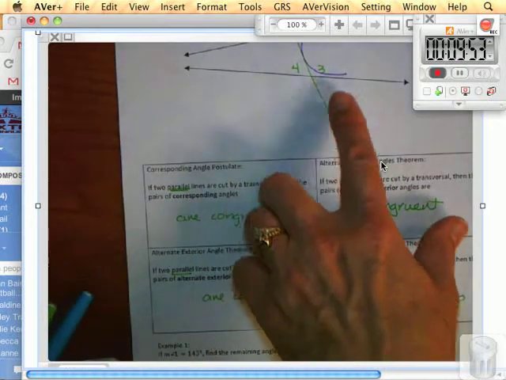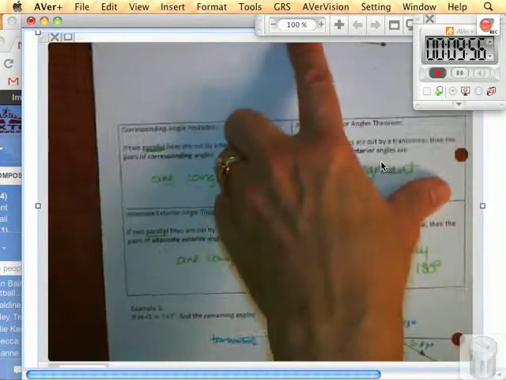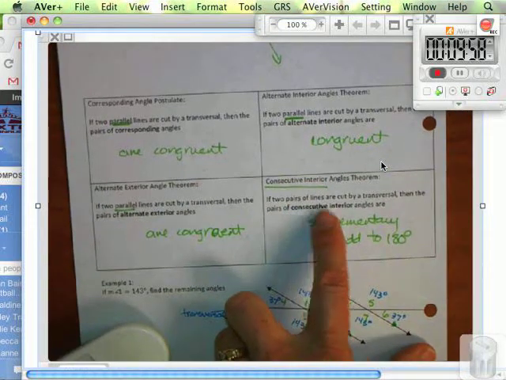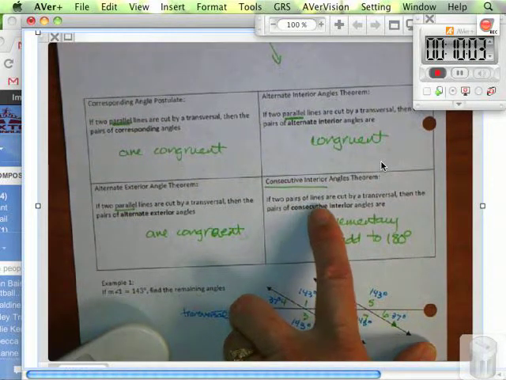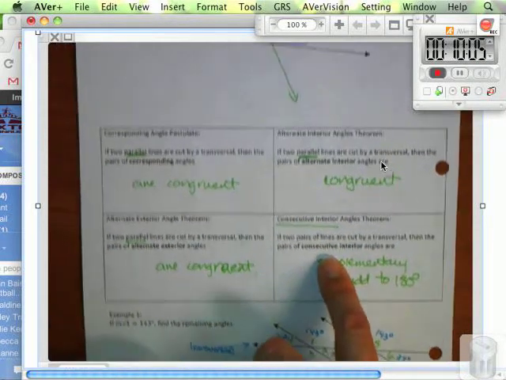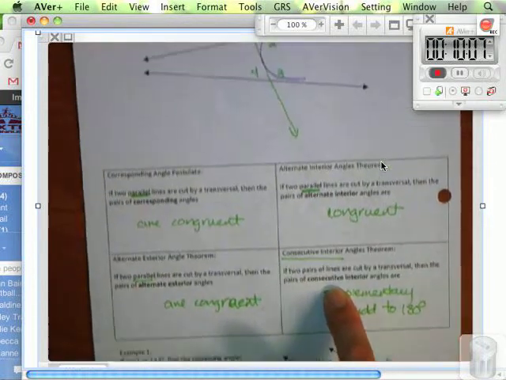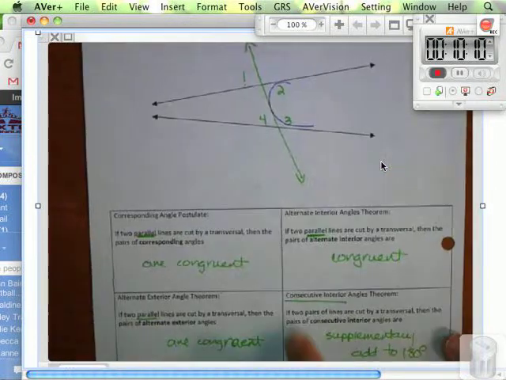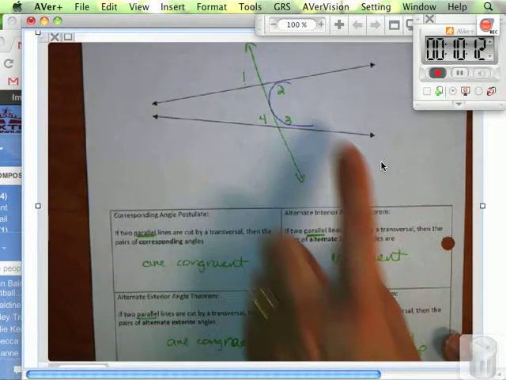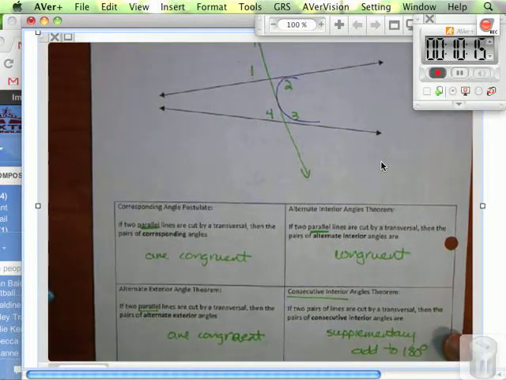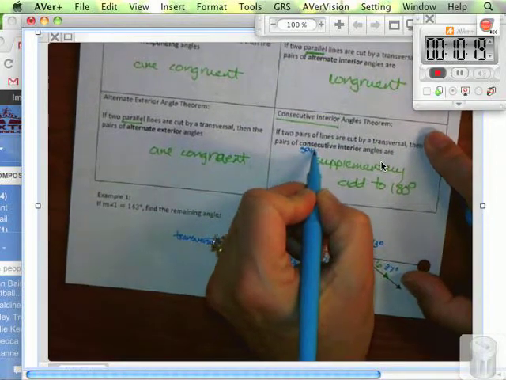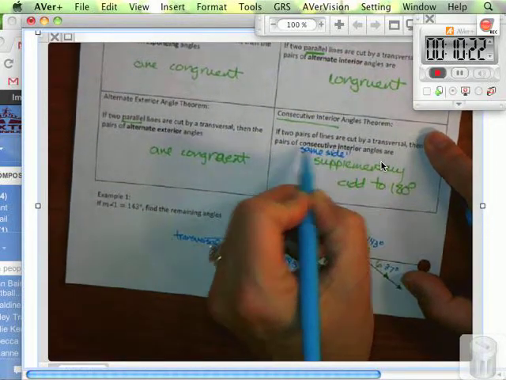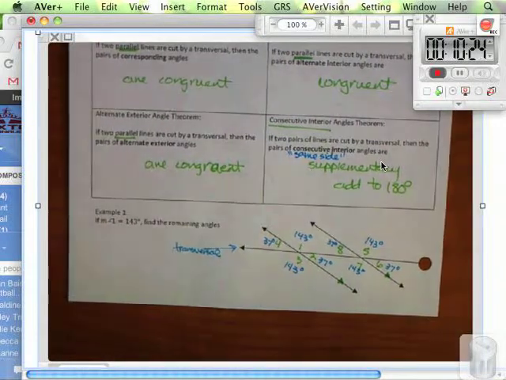I think I misspoke up here. According to this theorem right here, if two pairs of lines are cut by a transversal, it doesn't say parallel only, does it? Any two lines cut by a transversal, then the same side or consecutive interior angles will add to 180. So even in this instance, they'll add to 180. Okay? So I'm going to change this to say same side, in case some people like that better. Okay, how you feeling about this? All right? Not too bad?